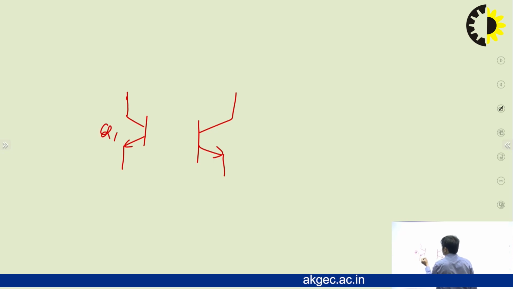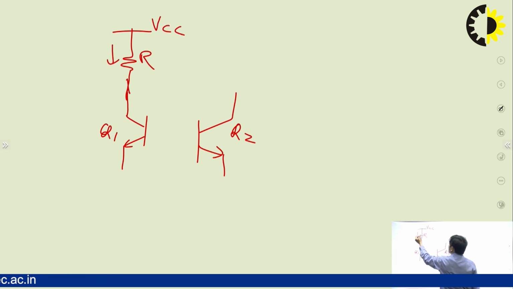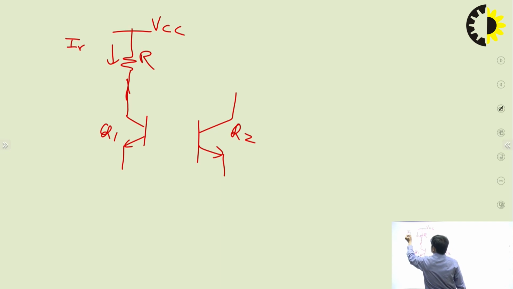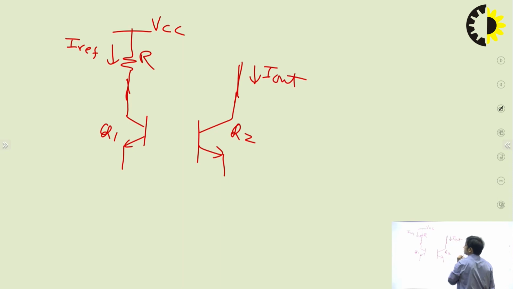So let's quickly review this basic current mirror. In basic current mirror, using BJT, we are taking two transistors. Let's say Q1 and Q2 are the names of these transistors, and at the collector of Q1 there is a resistance R connected. This is supply voltage VCC. Let's say through resistance R, current is I reference and the output current is I out. Now to ensure that the collector current of both the transistors is the same, we need to short the base and emitter of both the transistors.